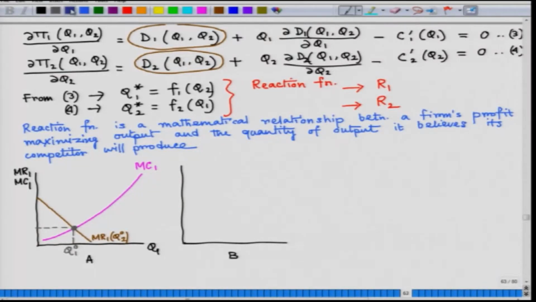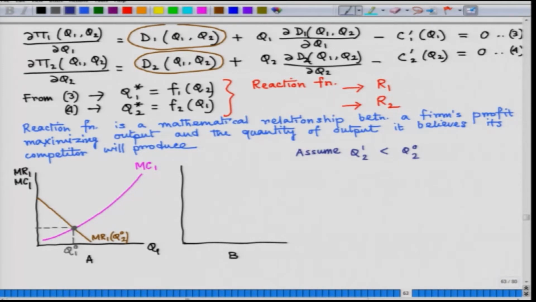So, here I assume a case. Let me write that this is an assumption, of course. So, what does this mean? This means that now I am going to assume that my competitor firm 2 is going to supply less to the market. So, if that happens, then how is it going to impact my price?